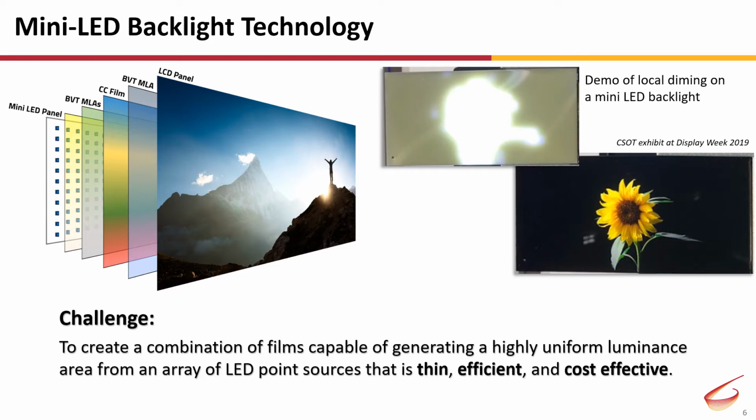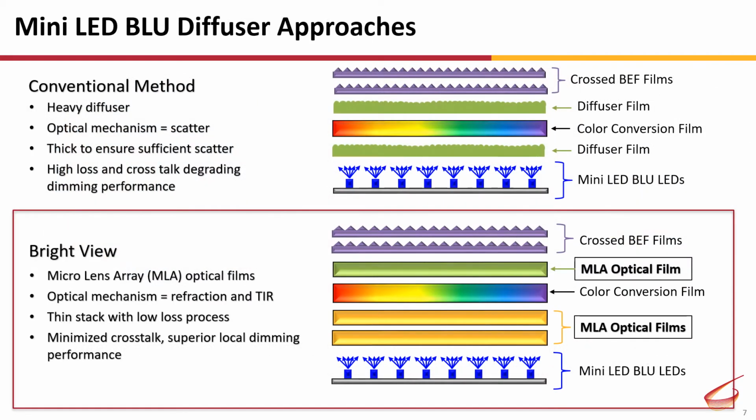While mini LED backlights present a great opportunity to improve images in video and LCD monitors, creating a uniform light output from the LED array that is thin, efficient, and cost-effective is challenging. The conventional diffuser approach uses volumetric diffuser films, which rely on optical scatter. The films must be relatively thick to ensure good uniformity, which increases the overall bulkiness of the display and decreases the efficiency. This approach also leads to high crosstalk between adjacent dimming zones.